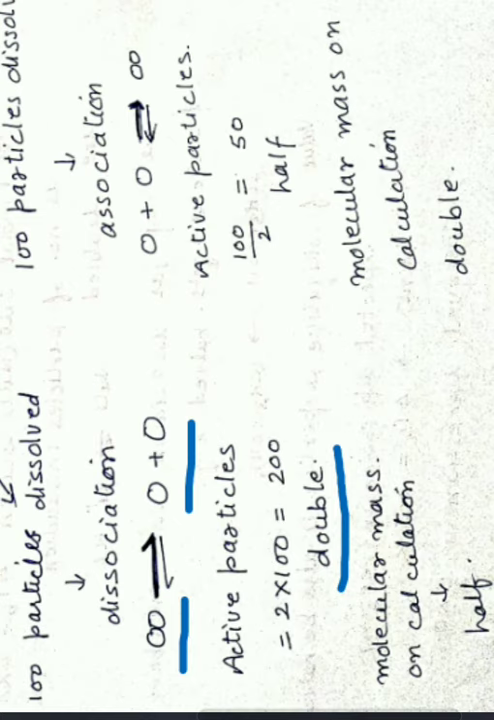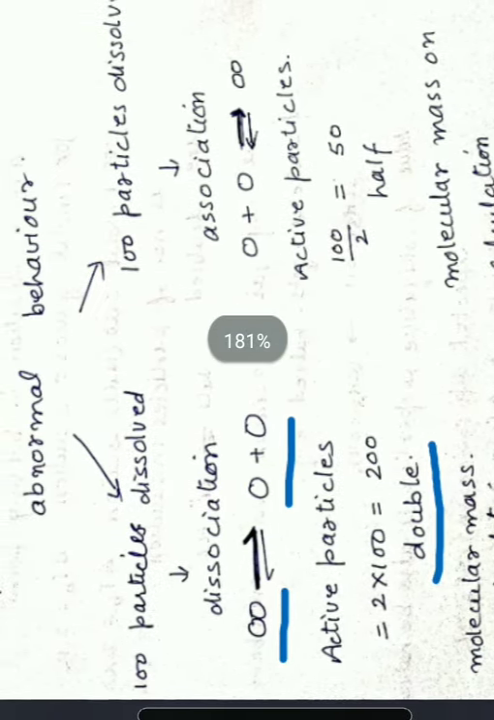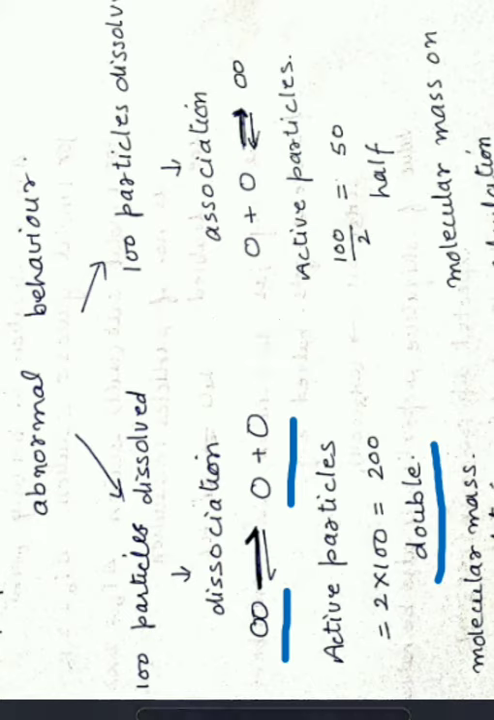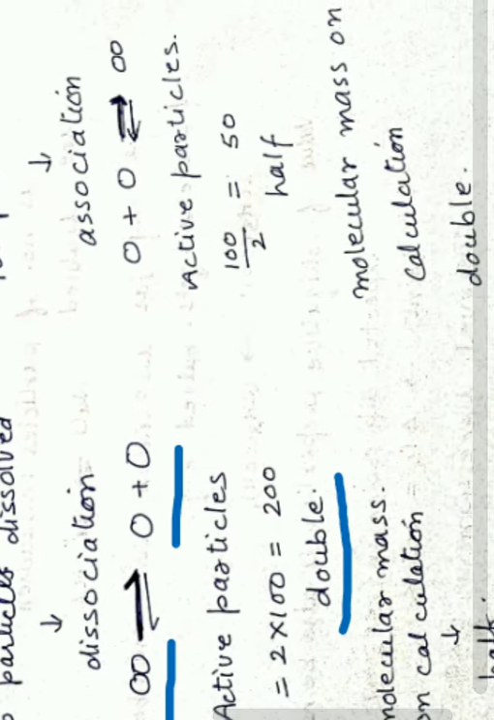Now let us try to understand the same for the association. Here also we are starting with the 100 particles dissolved, but now what happens is each two particles get associated to form a dimer. That is, two particles collectively behave as a single unit. So now number of our active particles has reduced to half of it. Now when we calculate the molecular mass, it will be just double of what is expected.